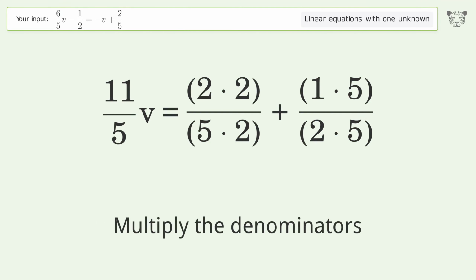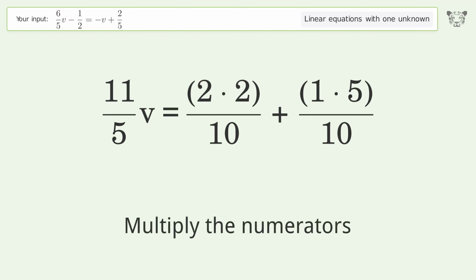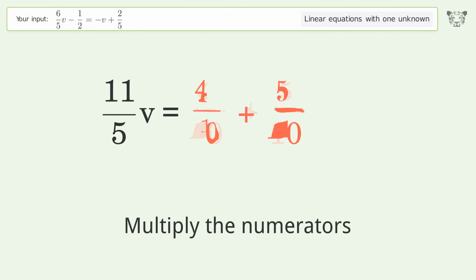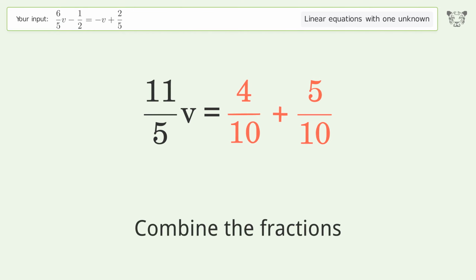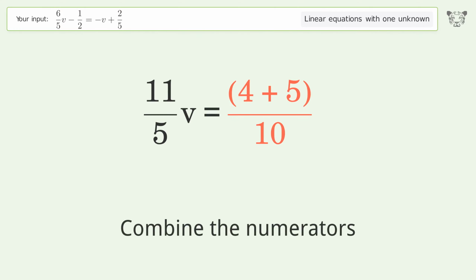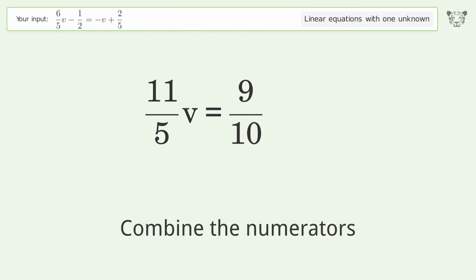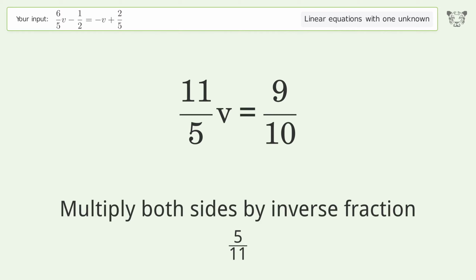Multiply the denominators. Multiply the numerators. Combine the fractions. Combine the numerators. Isolate the v. Multiply both sides by inverse fraction 5/11.